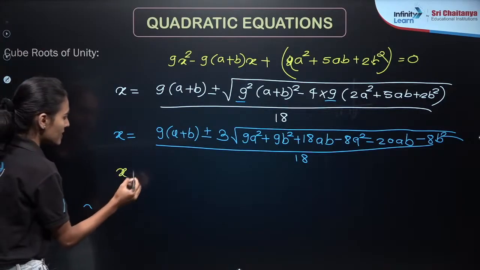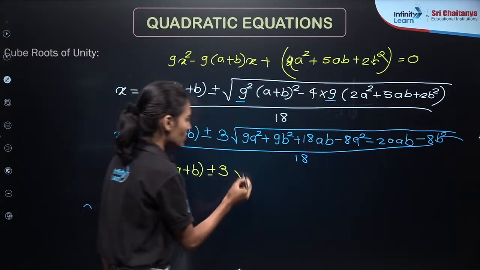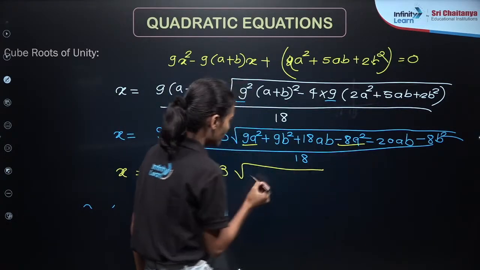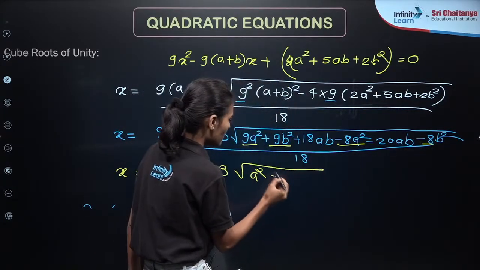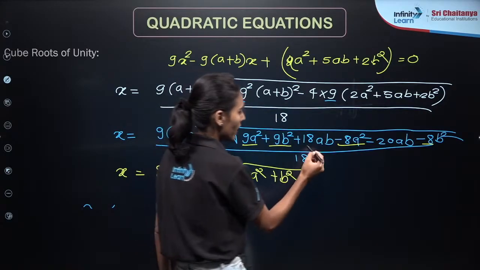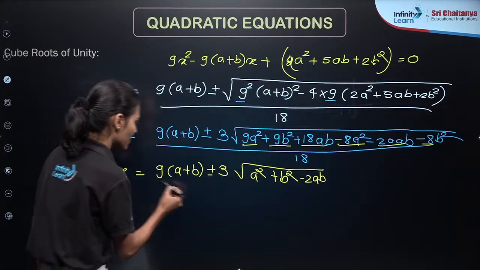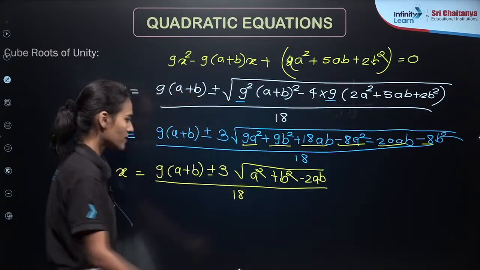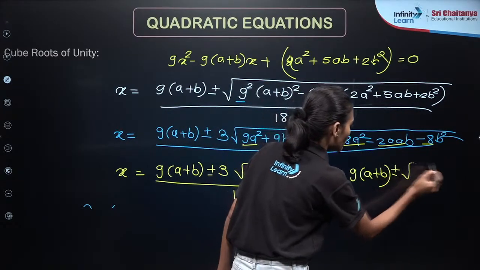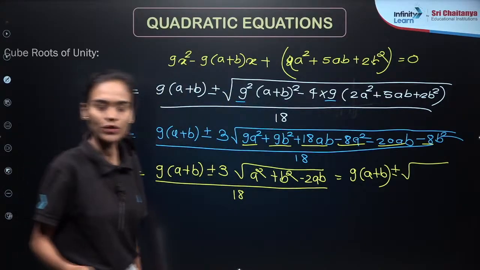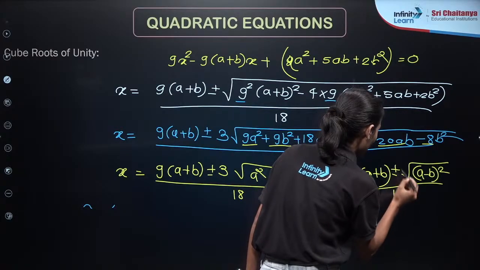So from here you will get x as 9 times (a plus b) plus or minus 3 times the root. See, 9a square minus 8a square is a square. Next you have 9b square minus 8b square means plus b square. Next you have 18ab minus 20ab means minus 2ab, divided by 18. So this is nothing but 9 times (a plus b) plus or minus under root a square plus b square minus 2ab you got. So this is (a minus b) whole square divided by 18, and here you have 3 as well.